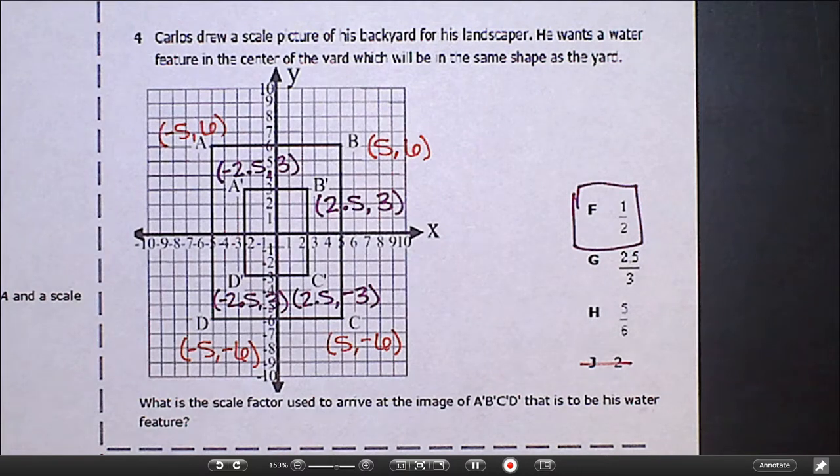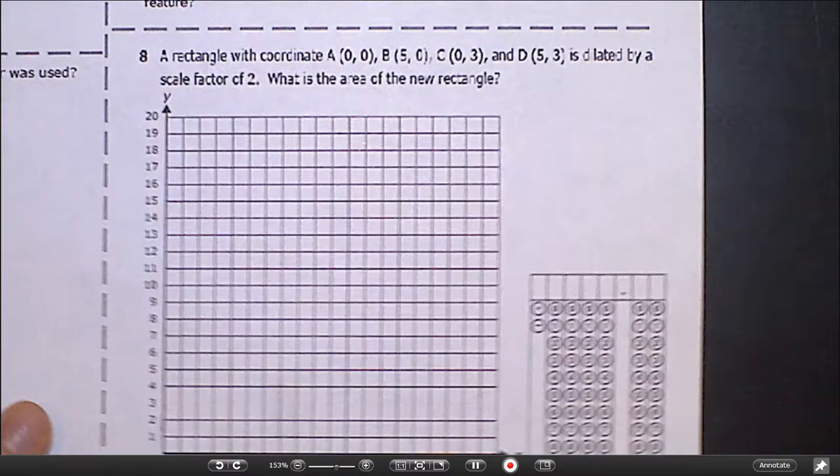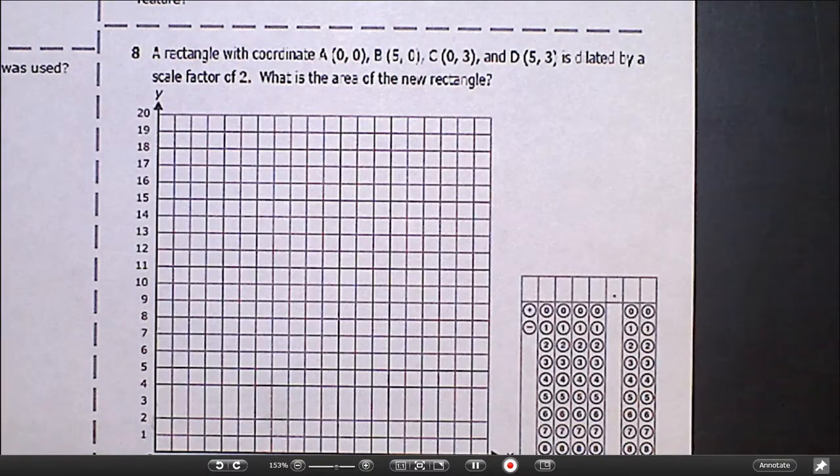Now I'd like for you to pause the video and do numbers 3 and 8 on your own. On number 3, you're going to need to bubble in your answer, so be very careful on that. And then on number 8, we have a rectangle ABCD. It's dilated by a scale factor of 2. And what's the area of the new rectangle?